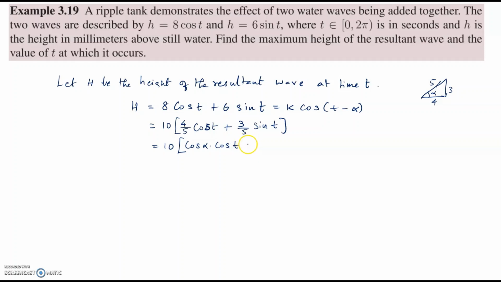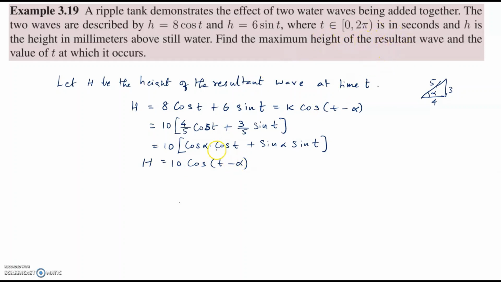cos t plus sin alpha sin t. Now this is in the form of cos(t minus alpha). So this can be 10 into cos(t minus alpha). So h is equal to 10 times cos(t minus alpha) is our new function, or the function for the height of the wave.